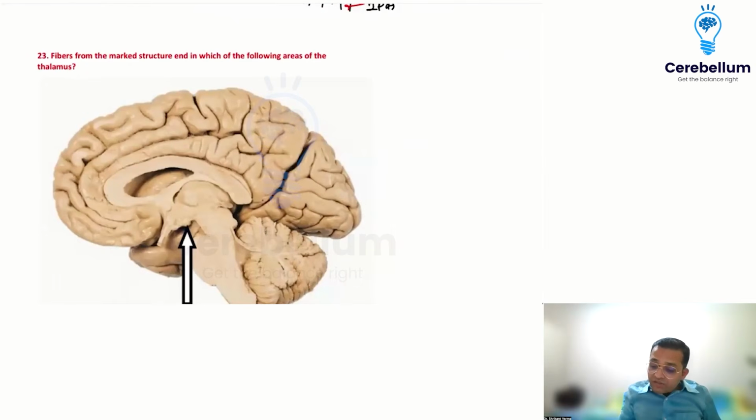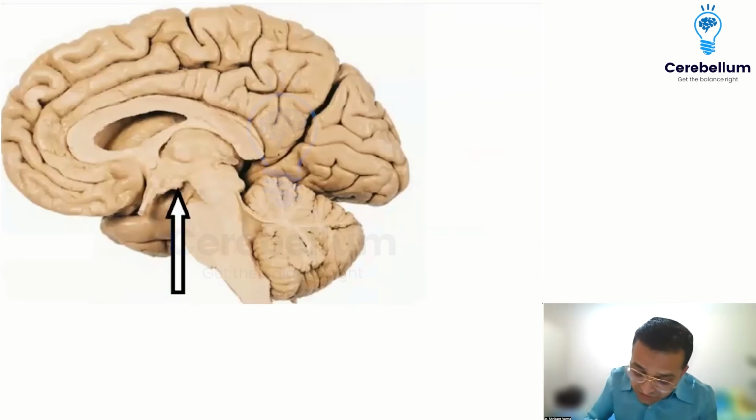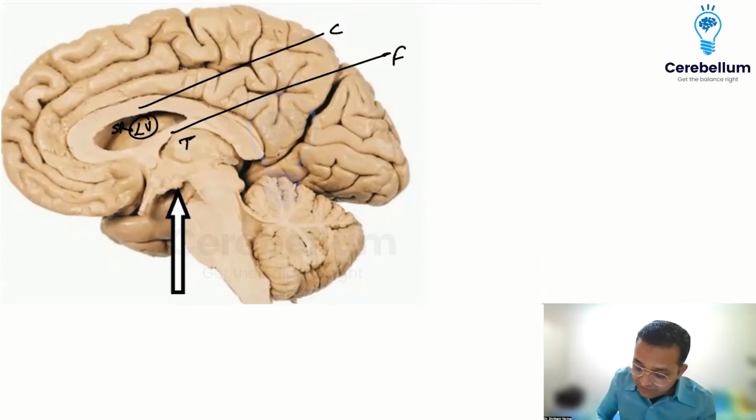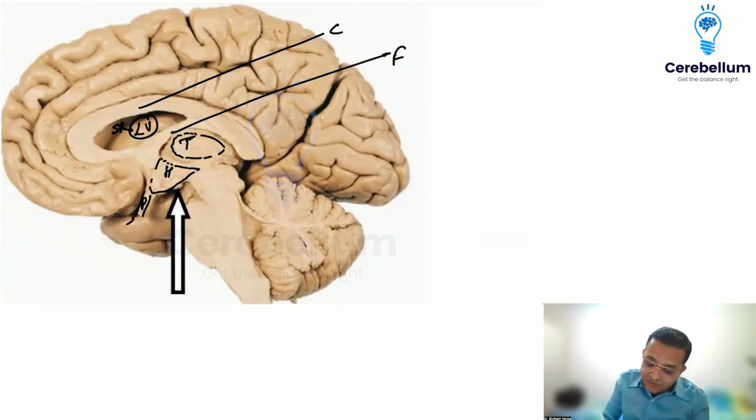Fibers from the marked structure end in which of the following areas of the thalamus? So what are the structures? First look here. Sir, see, there is the septum pellucidum, but it is not seen here. So the cavity is seen, na? This is the cavity, the lateral ventricle. Yes, if there is a partition, a thin plate, then you have to say septum pellucidum. And there is our fornix. Then this is our thalamus. You can see below the thalamus there is the hypothalamus, and this is the pituitary stalk. Here the pituitary gland will be attached.